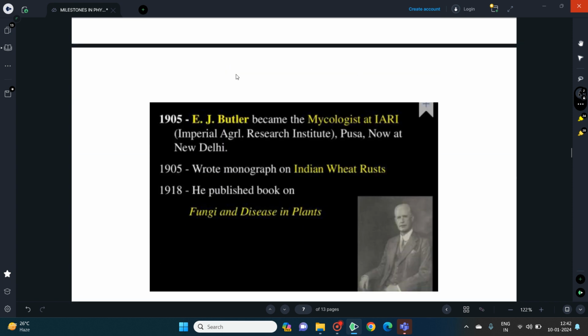In 1905, Butler became the mycologist at IARI, that is the Imperial Agriculture Research Institute, the old name of IARI, which was located in Pusa, and later shifted to New Delhi. The same year he wrote a monograph on Indian wheat rust.